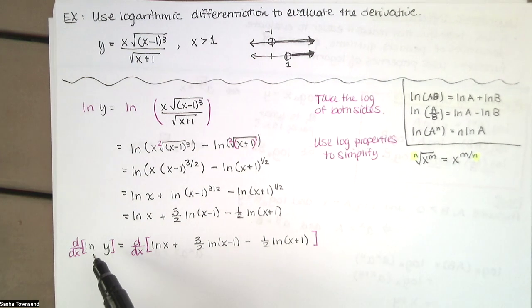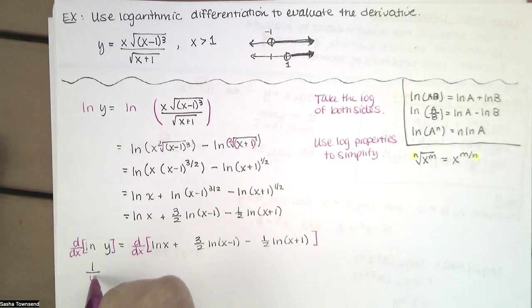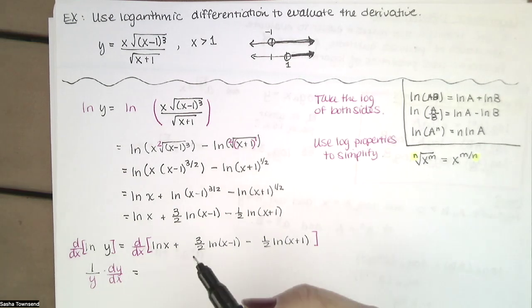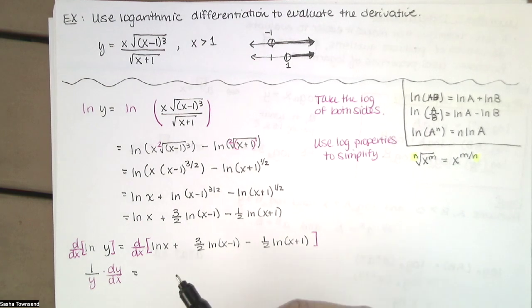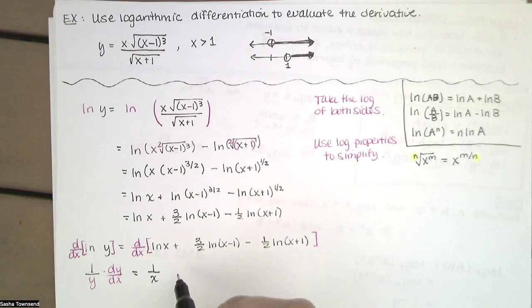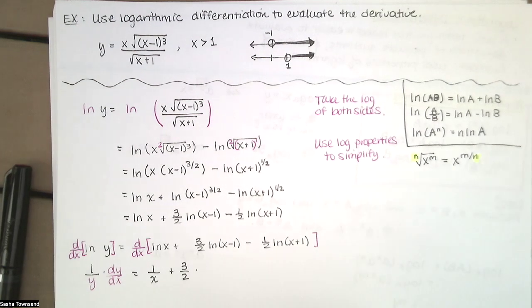The derivative of the log of some function is 1 divided by that function times the derivative of the inside, which is dy dx by the chain rule. And that's going to be equal to the derivative of log of x. The derivative of natural log of x is 1 over x. And this 3/2 is just a constant. We bring it down. And what's the derivative of natural log of x minus 1?